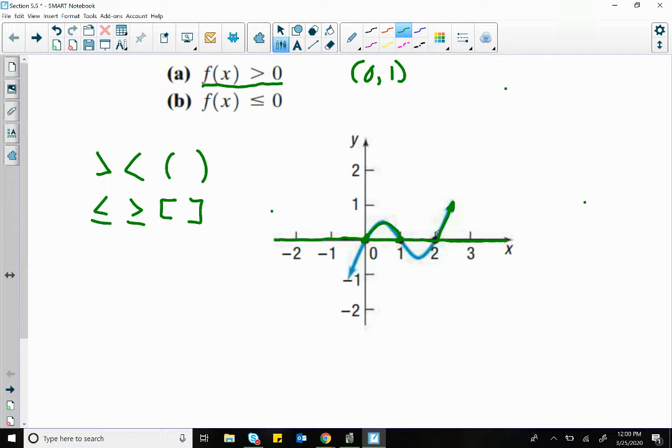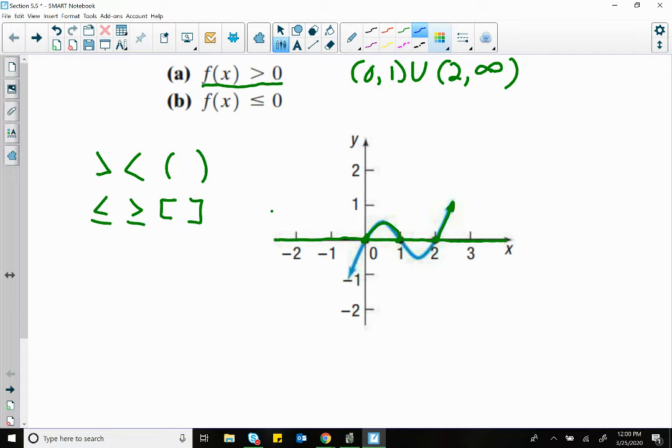When we look at this guy, where does it start? It starts at 2. And then where does it go? It shoots off to infinity. Okay? And again, the 2, do we like the 2? No, we don't, because we want to be greater than 0. So it's a parenthesis, and infinities always get parentheses, and then there's a union between it. That, my friends, is the answer to part A. Go ahead, pause this, try part B.